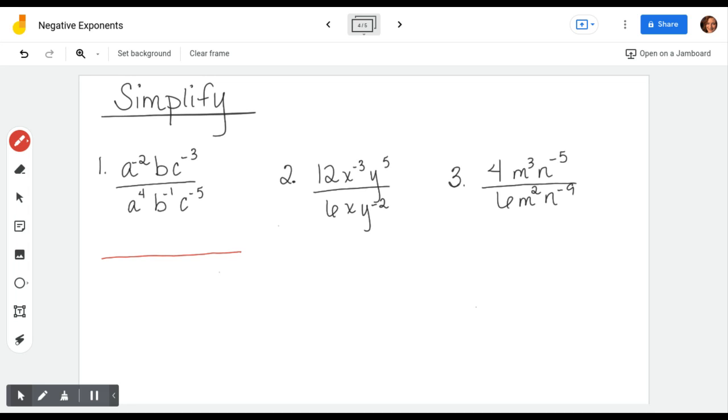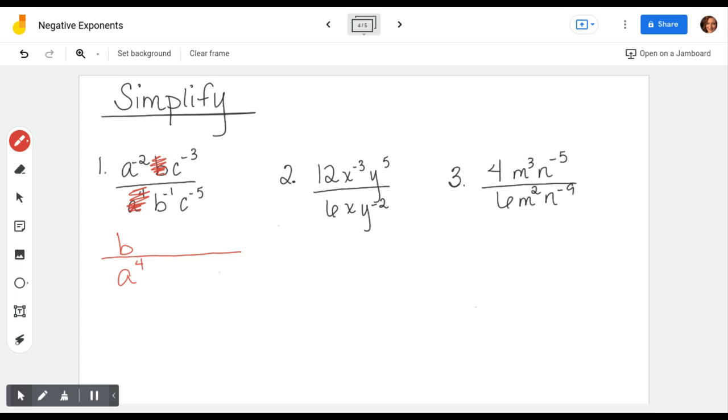I leave it exactly where it is. So on the top, a b is going to stay there. So I've already taken care of that one. And on the bottom, a to the fourth is going to stay there. So I've taken care of that one. I'm marking them out just to help myself see a little more clearly what I still need to take care of.